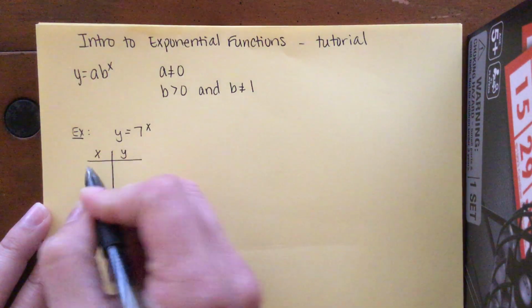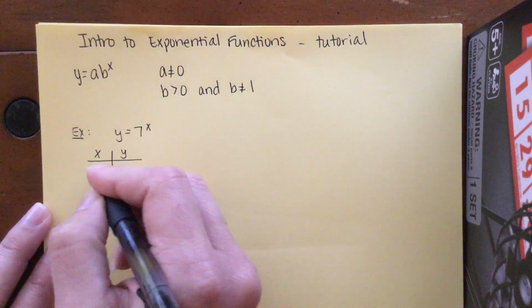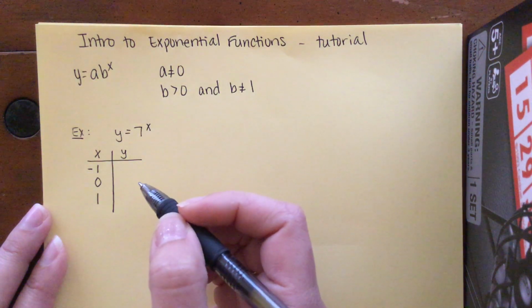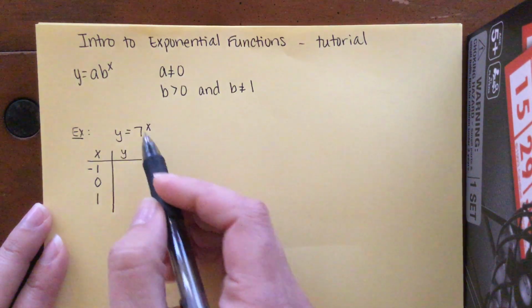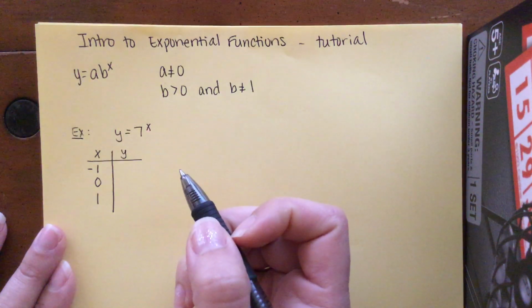So I tell my students to pick a negative number, 0, and a positive number. So today I'm going to pick -1, 0, and 1. It doesn't really matter what numbers you pick. Just be careful when you plug it in. You're going to get really big numbers or really small numbers, and you want to make sure that you scale your graph so it'll fit.